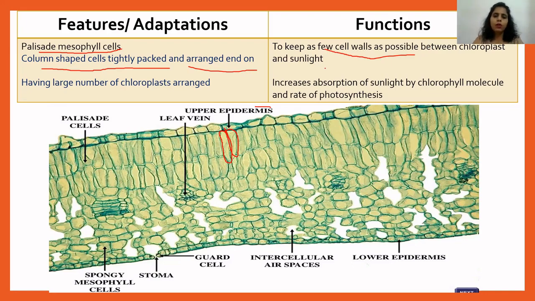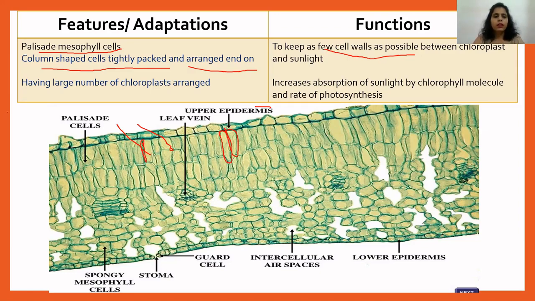Okay, so a very small amount of cell wall is present between the chloroplast and sunlight. For example, sunlight penetrating from here falls on this cell and is absorbed by the chloroplast, and it also passes to the next cell. Because of the tightly packed nature, almost only one cell wall is present between these two cells. So sunlight has to cross very few cell walls between the chloroplast and sunlight.